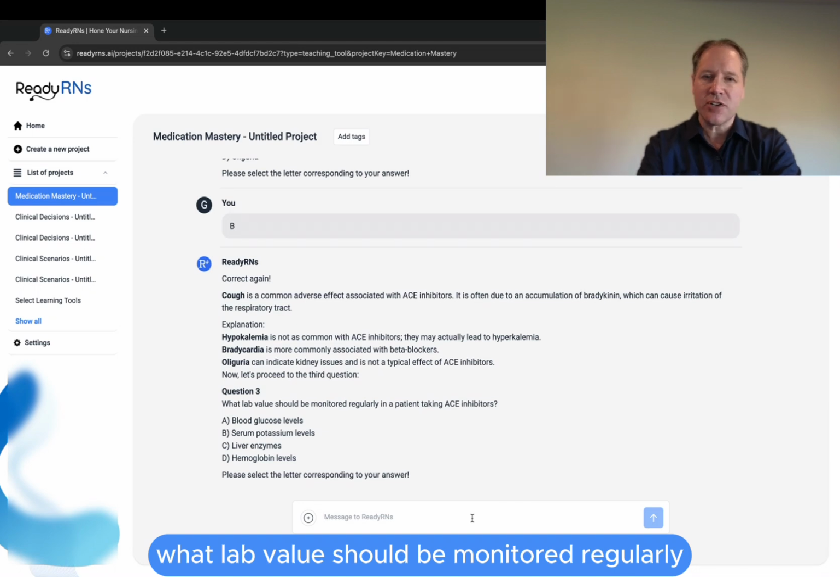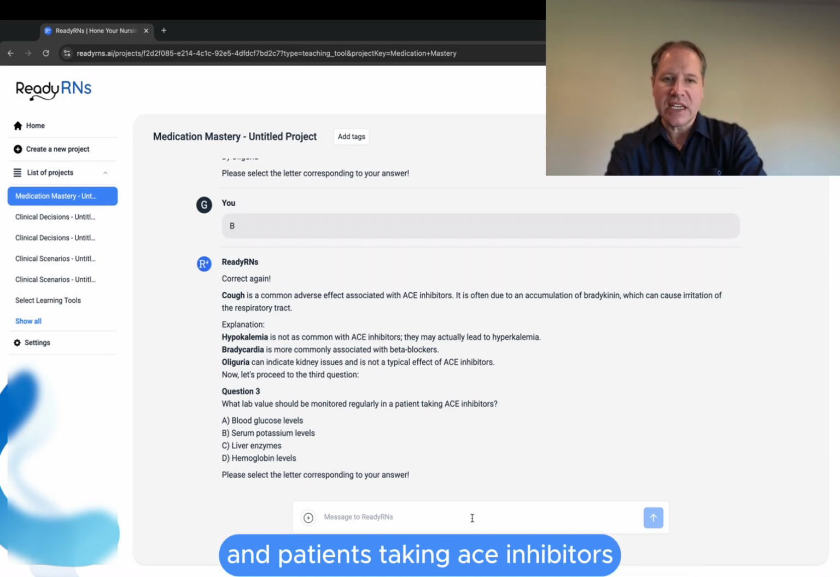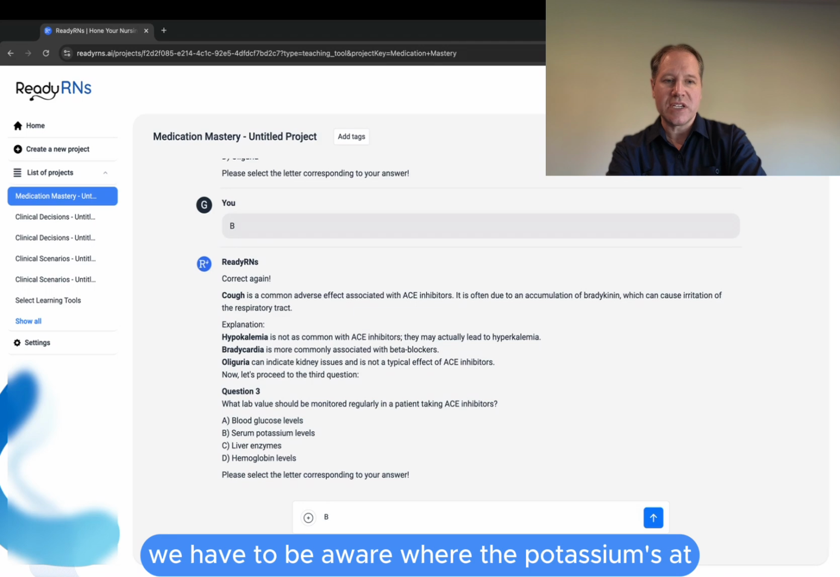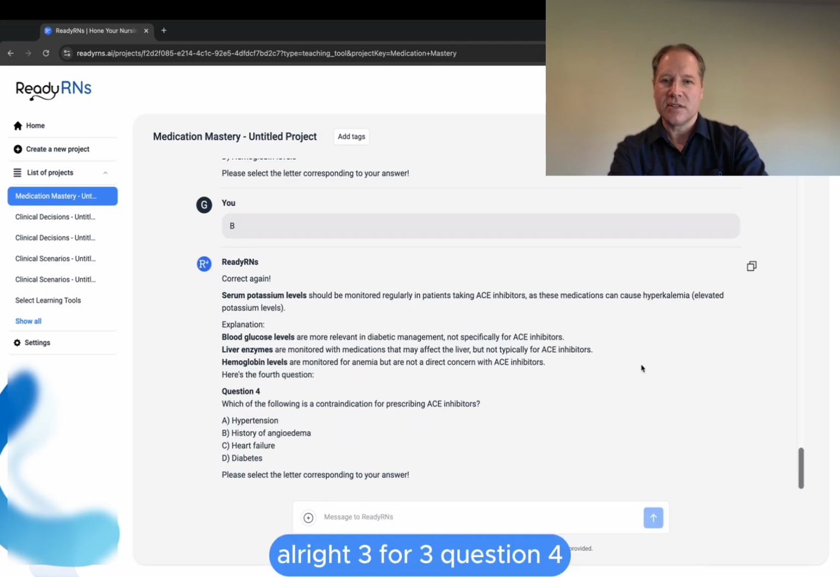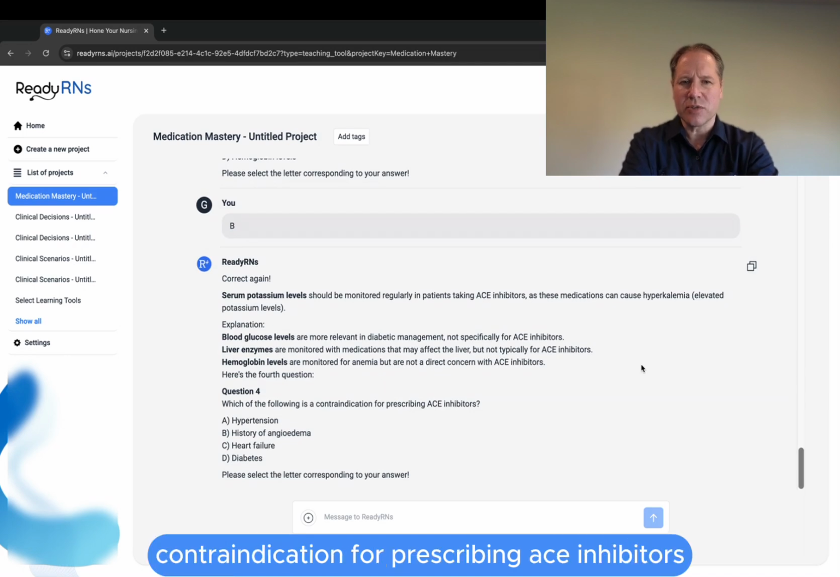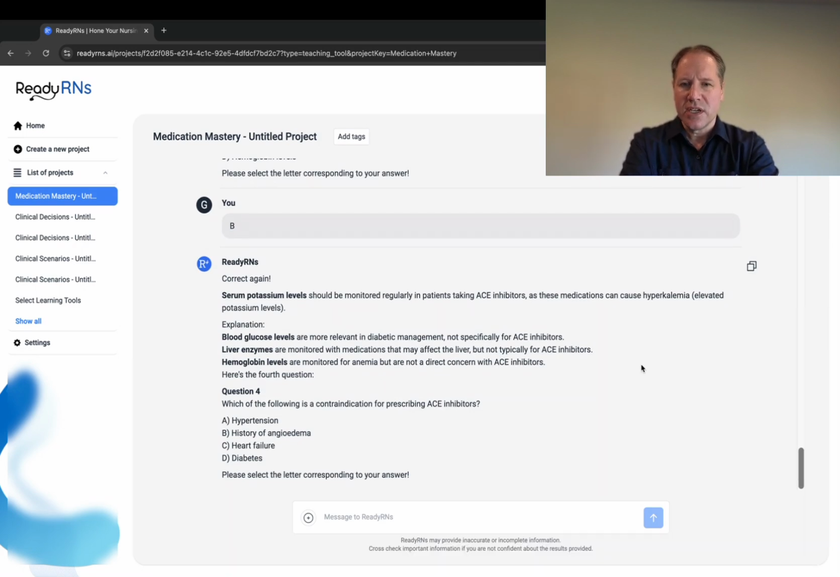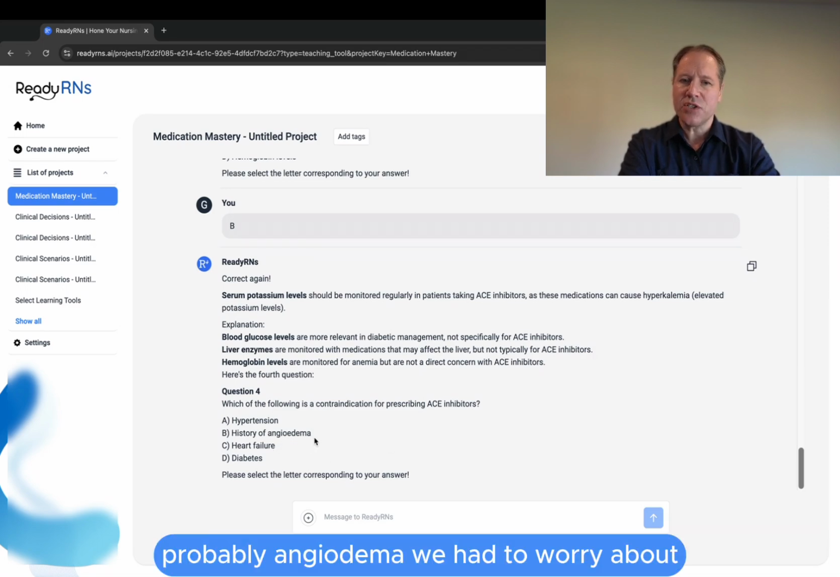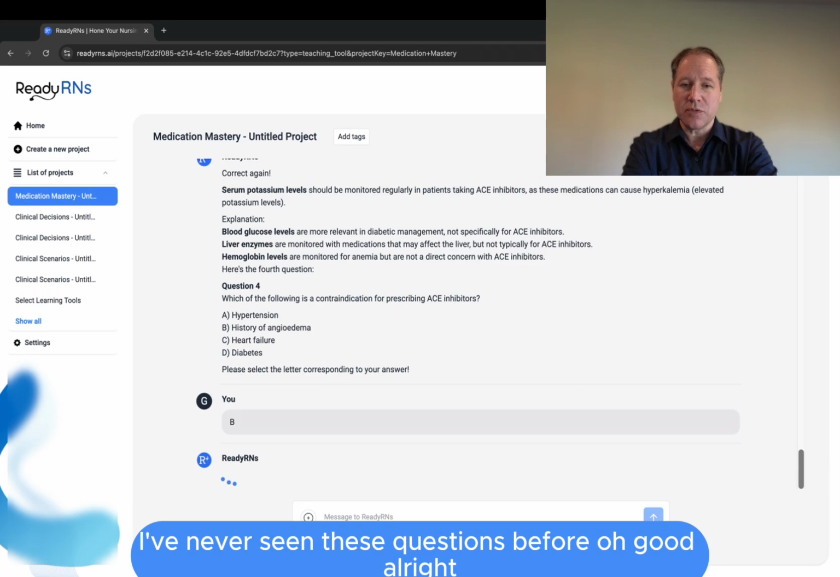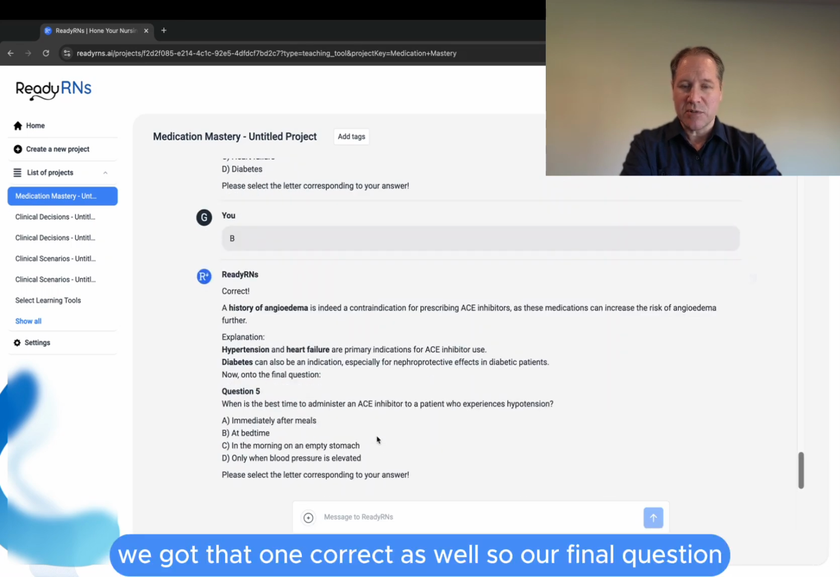What lab values should be monitored regularly in patients taking ACE inhibitors? Okay, probably out of these, we have to be aware of where the potassium's at. All right, 3 for 3. Question 4, which of the following is a contraindication for prescribing ACE inhibitors? So we give it for heart failure. Probably angioedema we had to worry about. We give it for hypertension. So probably B. Again, I've never seen these questions before. Oh, good. All right, we got that one correct as well.